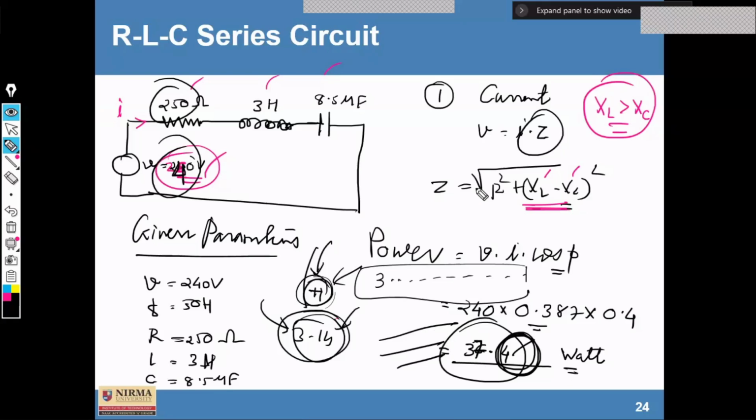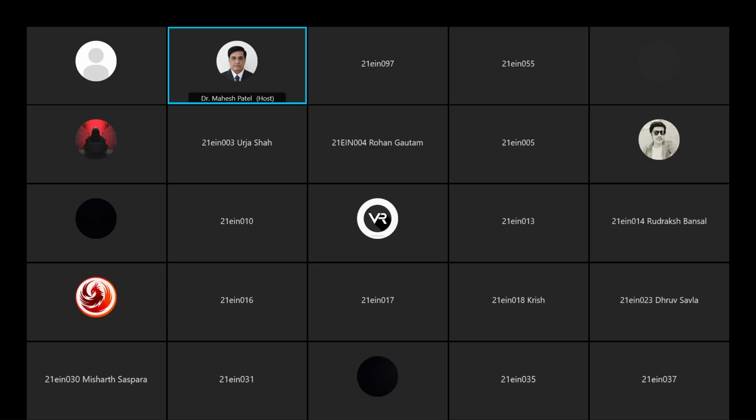Okay, so we found current, we found power factor, and we found power consumed by the circuit. Clear? In the next session, we are going to discuss again RLC series circuit examples, and then we directly jump into RLC or RC, RL parallel circuits. Any more questions, you can ask, otherwise we can stop our lecture here.